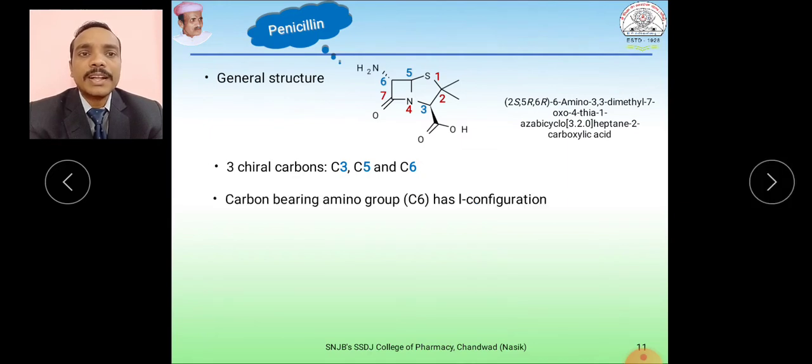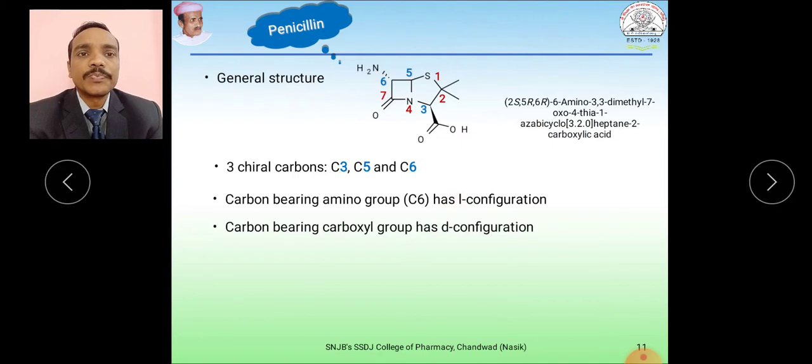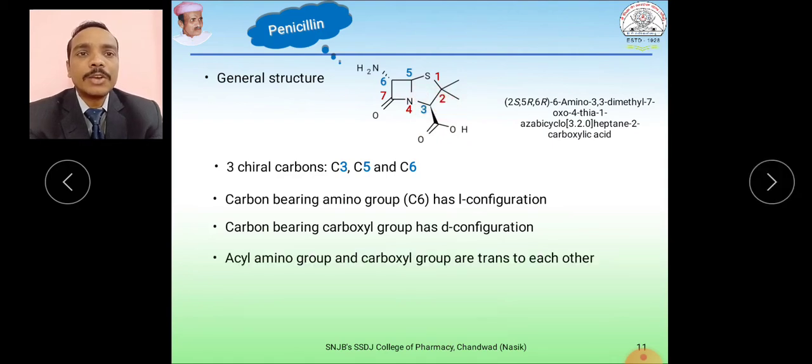The carbon bearing the amino group at carbon 6, this amino group which is present at carbon 6, has L configuration. The carbon bearing the carboxyl group here has D configuration. The acyl amino group and the carboxyl group, here there is an amino group and this is a carboxyl group, are trans to each other. All natural penicillins are dextrorotatory.